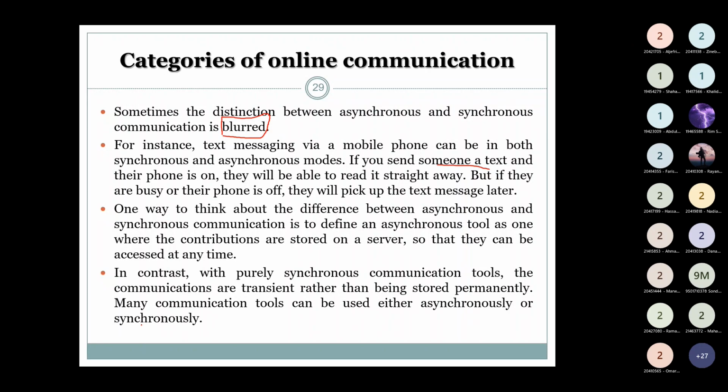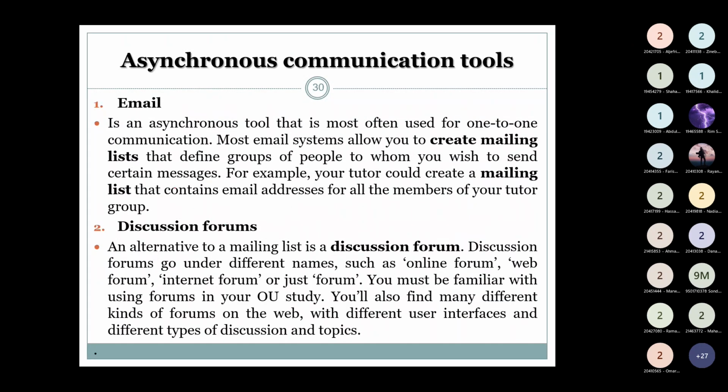Asynchronous communication tools can be email. Email is an asynchronous tool that is most often used for one-to-one communication. Most email systems allow you to create mailing lists that define groups of people to whom you wish to send certain messages. For example, your tutor could create a mailing list that contains email addresses for all the members of your tutor group.